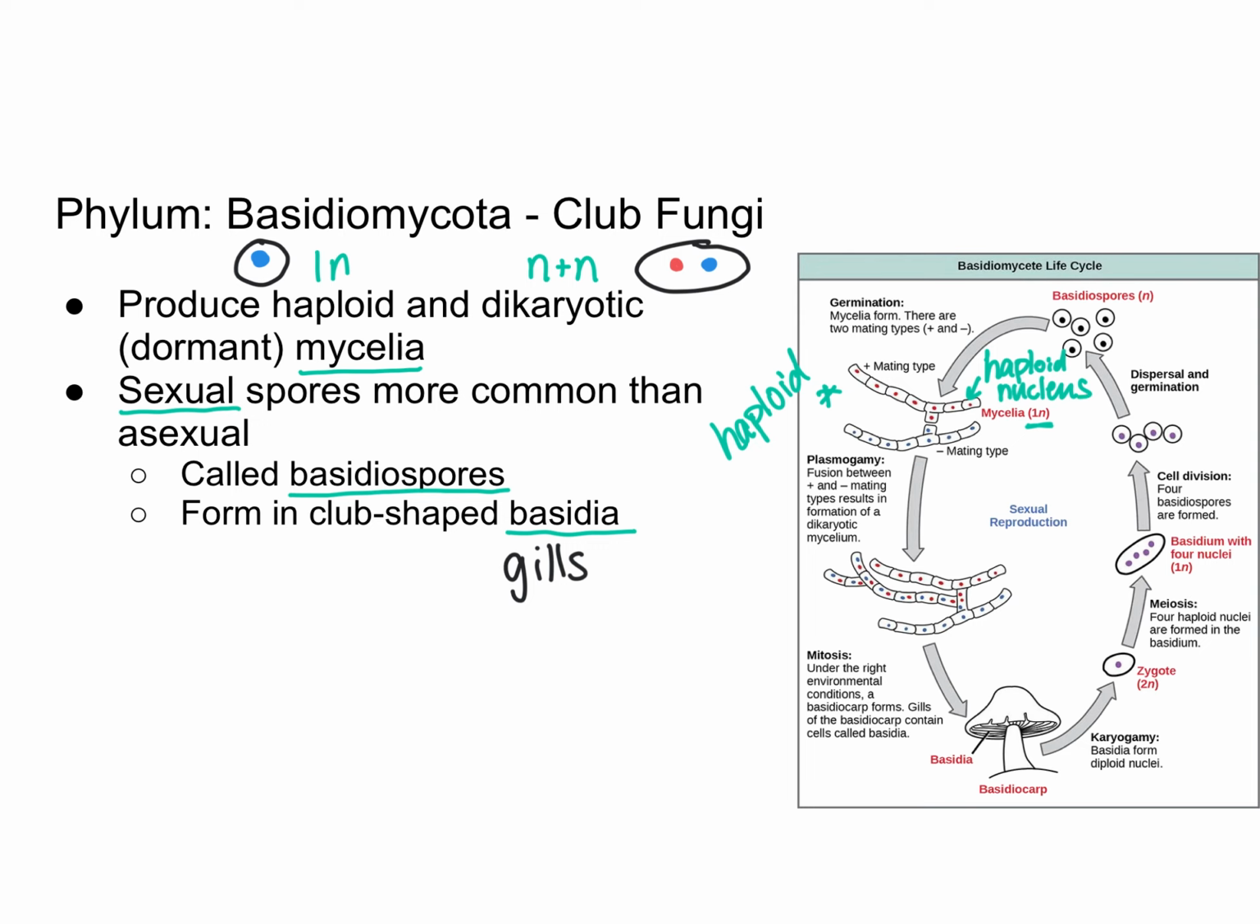The dikaryotic version can be seen here. You can see in the cells of the mycelium that each cell has one blue haploid nucleus and one red haploid nucleus. And so it's giving us this condition here, and that's the dikaryon. So really this picture is showing some haploid parts of the mycelium, but it's also showing the dikaryotic parts here.